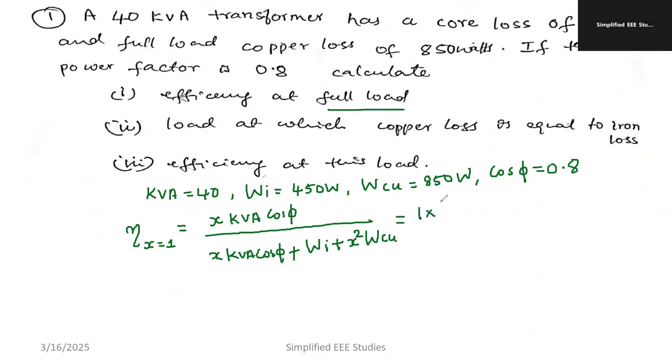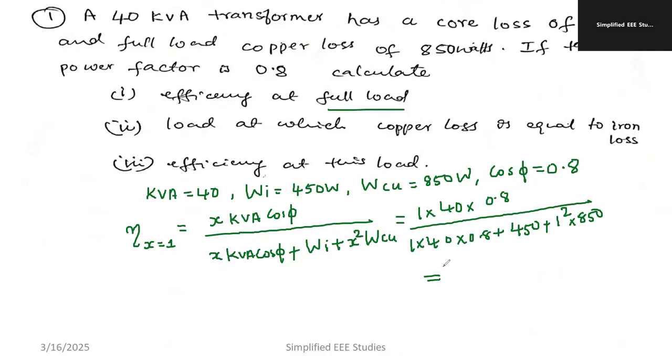1 into kVA, which is 40, and the power factor is 0.8, divided by, okay, only substitution pending. Same thing, 1 into 40 into 0.8 plus Wi, which is 450 watts, plus 1 square into 850, correct? If you substitute directly and find the answer, it will be 96.091 percentage. I request all the viewers and my subscribers kindly verify the answer because it's most important. The first part is over.